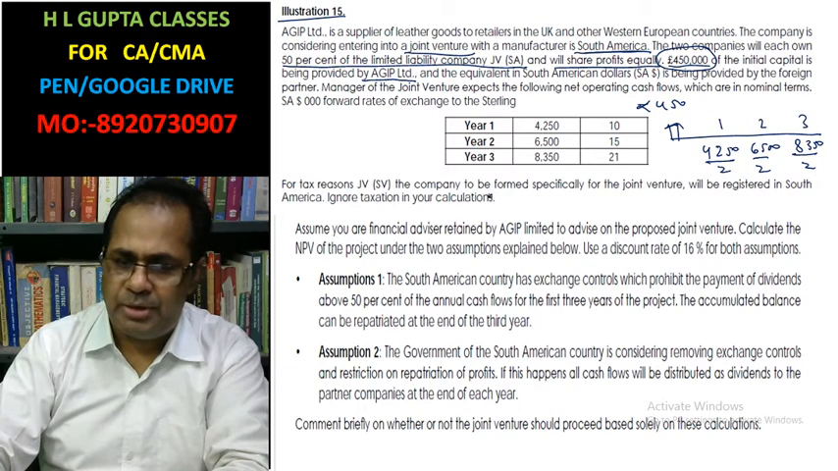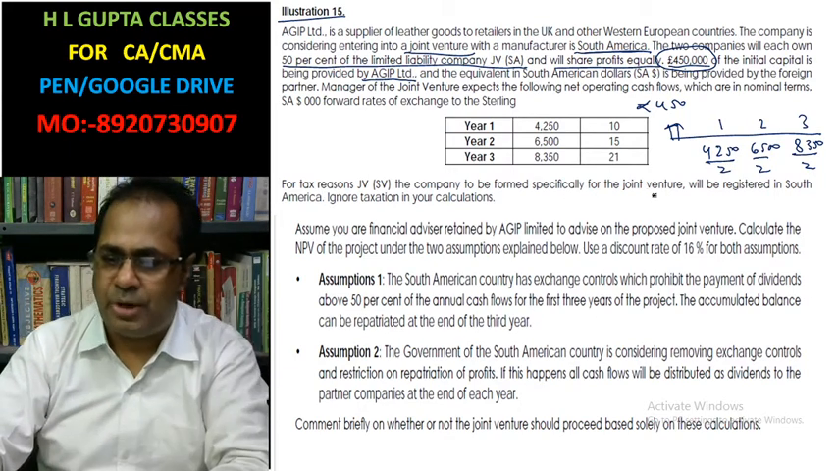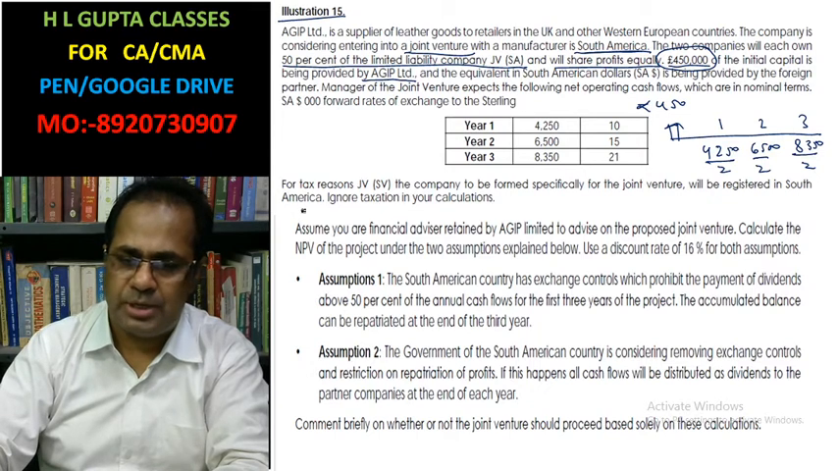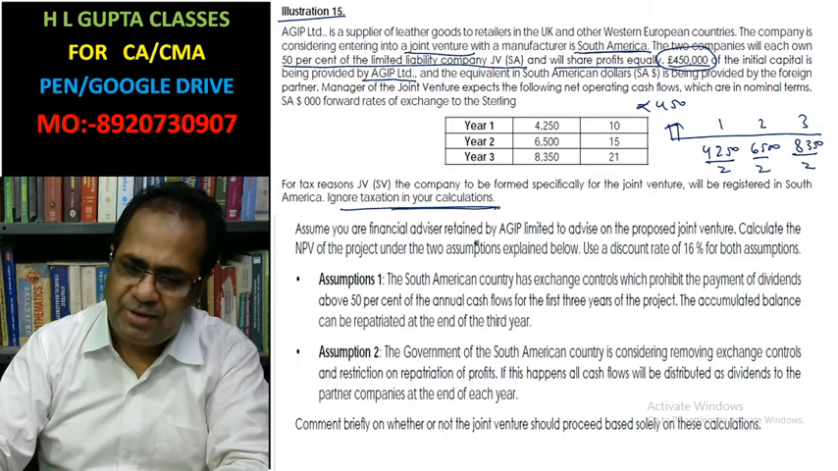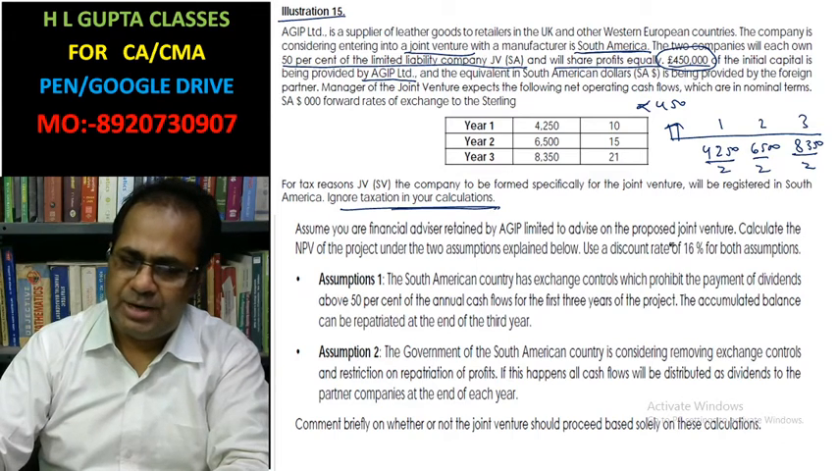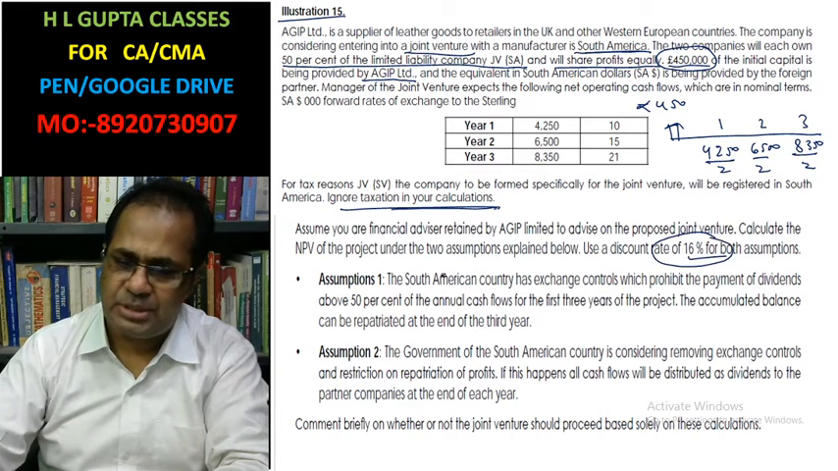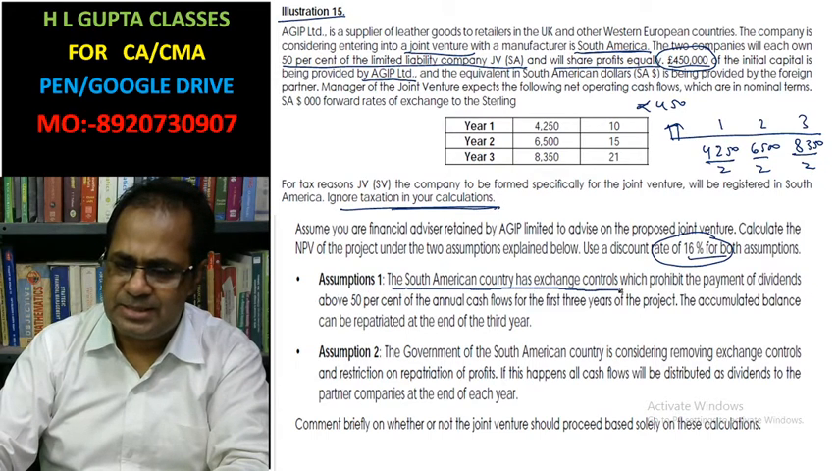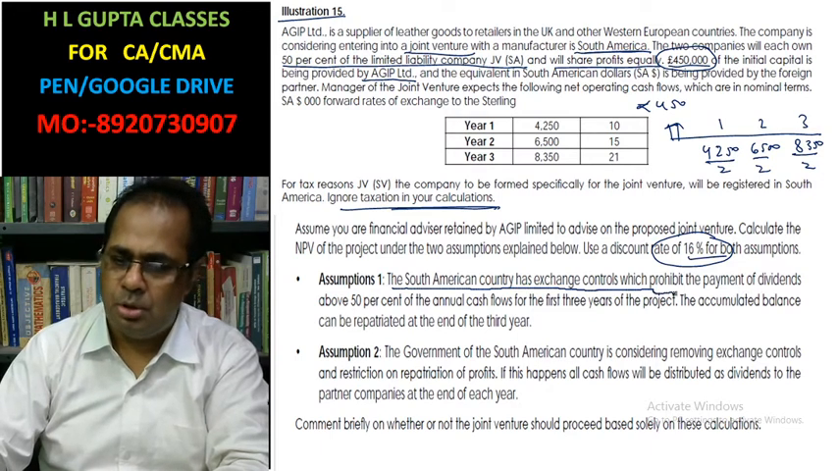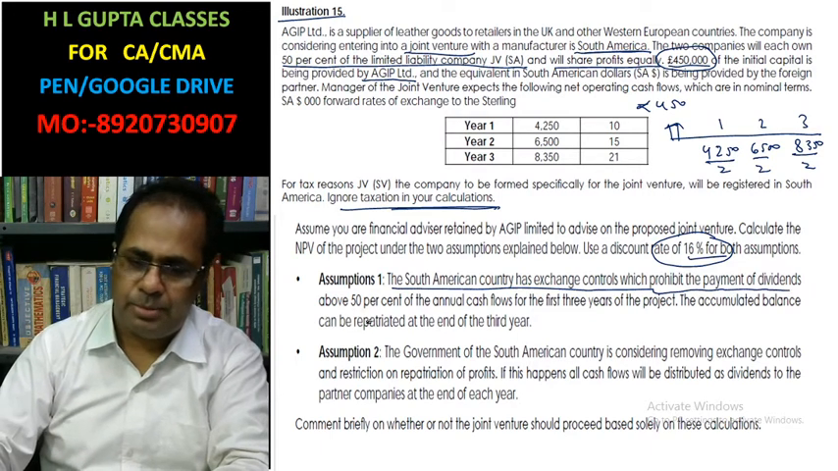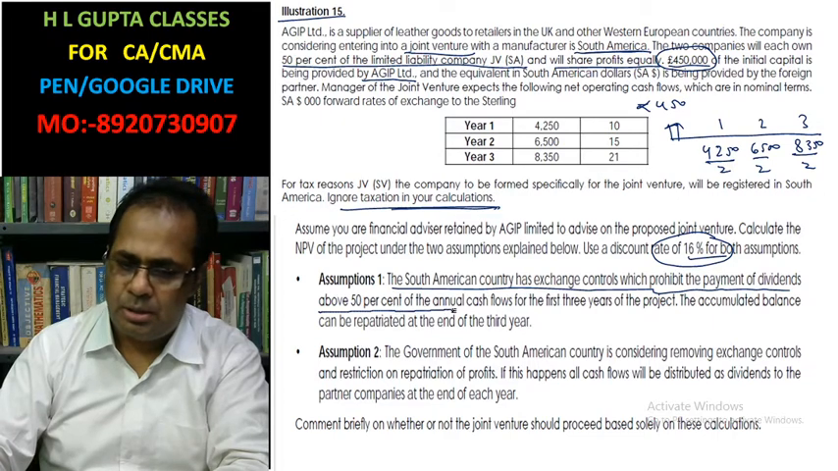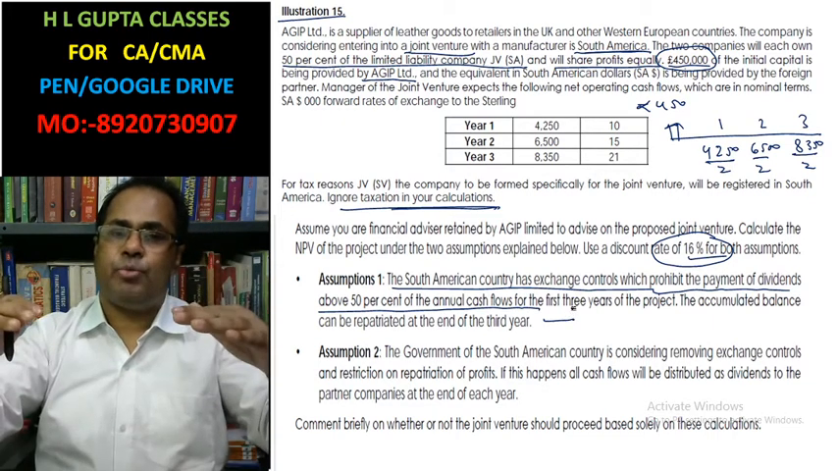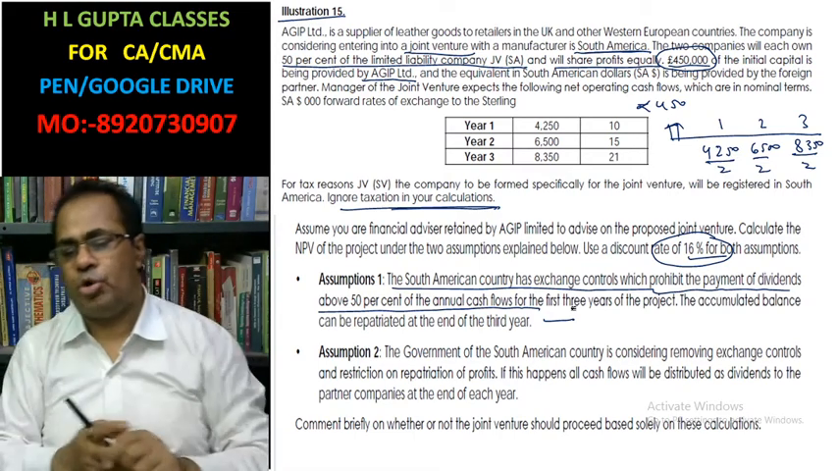The joint venture will be registered in South America. Ignore taxation in your calculation. Assume you are a financial advisor retained by the company. Advise at a 16% discount rate. The assumption is that the South American country has exchange controls and permits payment of dividends of only 50% annually, and the remaining 50% you can convert at the end of the third year.